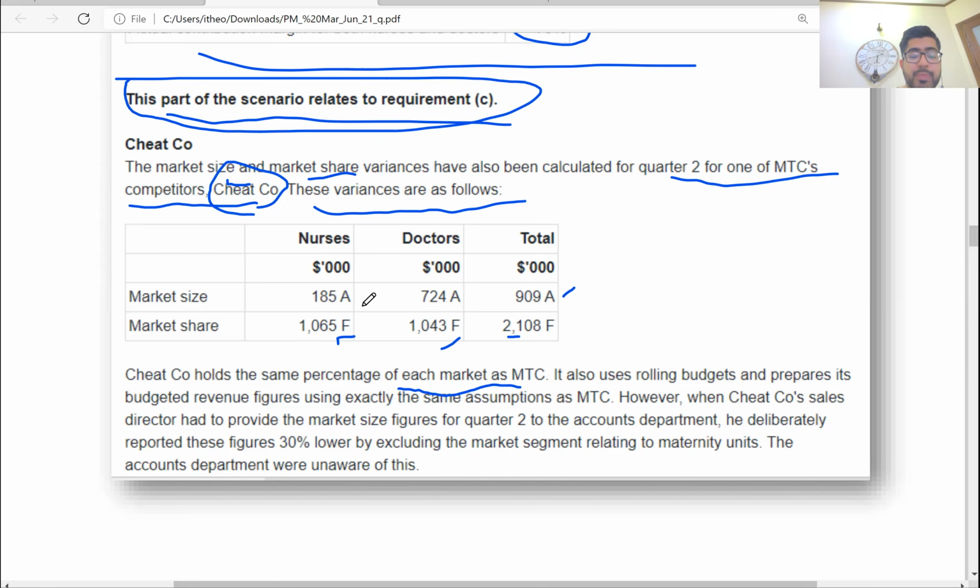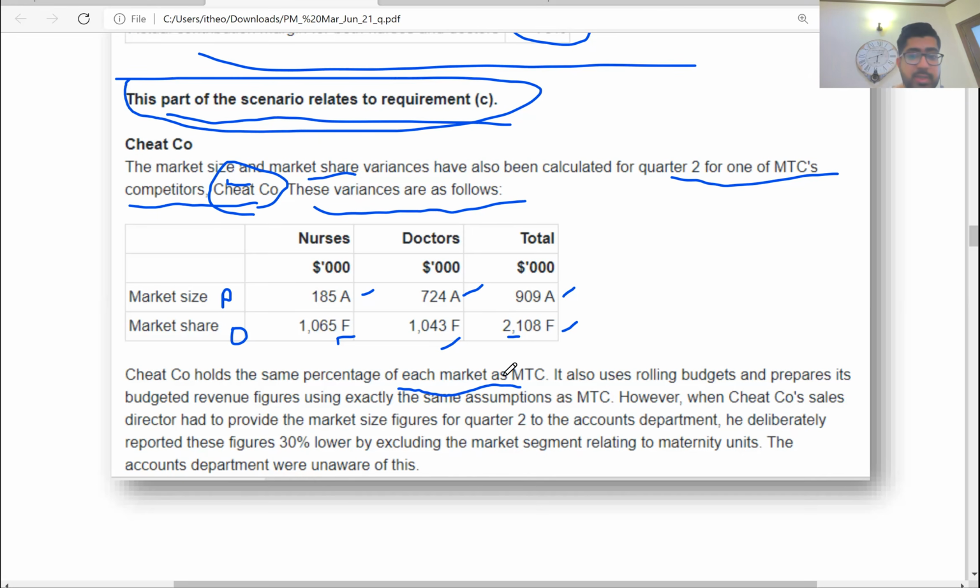These are as follows. Market size, that is planning, uncontrollable. For nurses, it's 185 adverse, and for doctors, it's 724 adverse. Total is 909 adverse. And market share, that is operational, controllable. It's 1065 favorable for nurses, 1043 favorable, and for doctors, 2108 favorable. That means the operational variance, which was controllable, is 2108 favorable, and the manager would be rewarded. That's very nice.